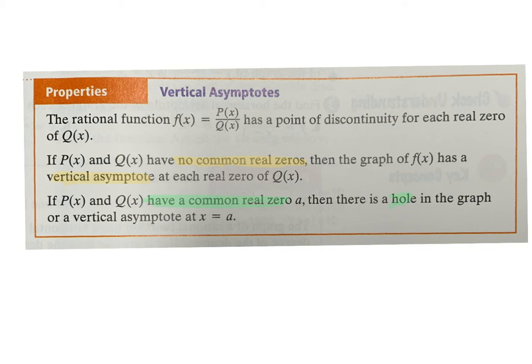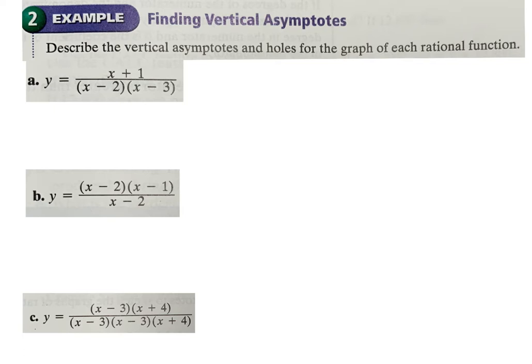So let's look at example 2. Describe the vertical asymptotes and holes for the graphs of each rational function. They want to know, list the discontinuities, but be more specific. Tell me what type it is, okay? All right, and so we do this. We say, well, the denominator is going to be 0 at x equals 2 and at x equals 3. Are either of those able to be canceled? No, they are not. So they are both what? They're both vertical asymptotes, right?